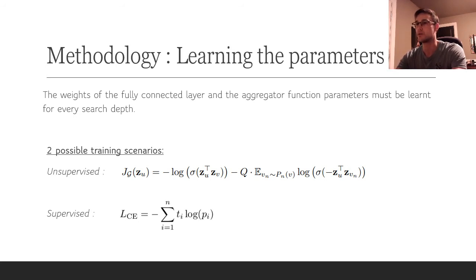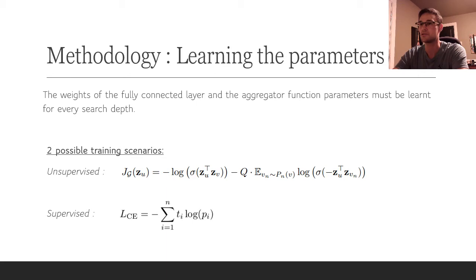So the way we learn parameters is basically the same as in most deep learning problems. We compute an output, and then this output is compared with the ground truth in a supervised manner, when we're in a supervised scenario, to compute a loss. This loss is then used to backpropagate and optimize the parameters. In this case, I believe that stochastic gradient descent was used to optimize the parameters.